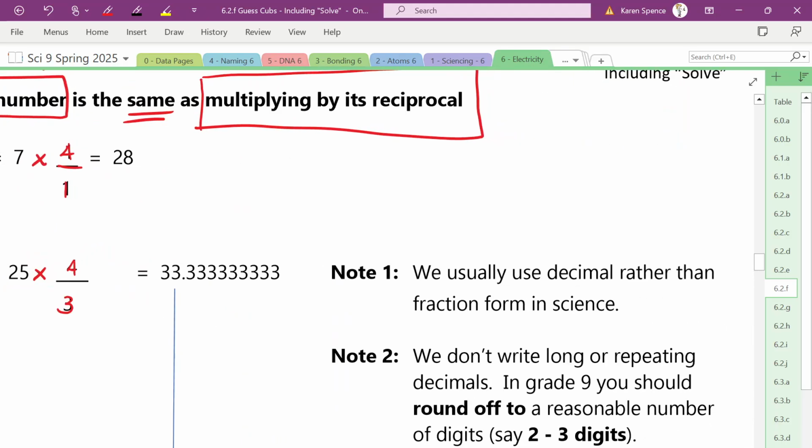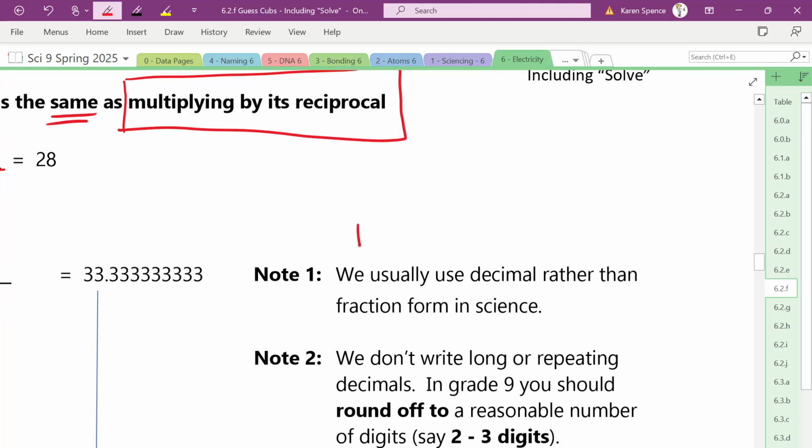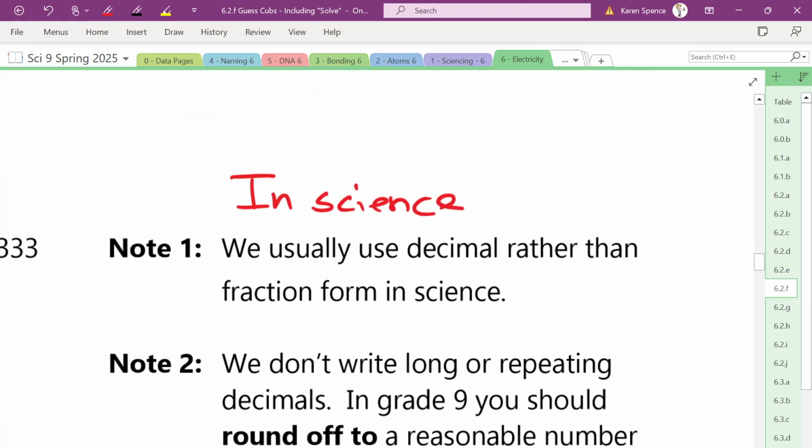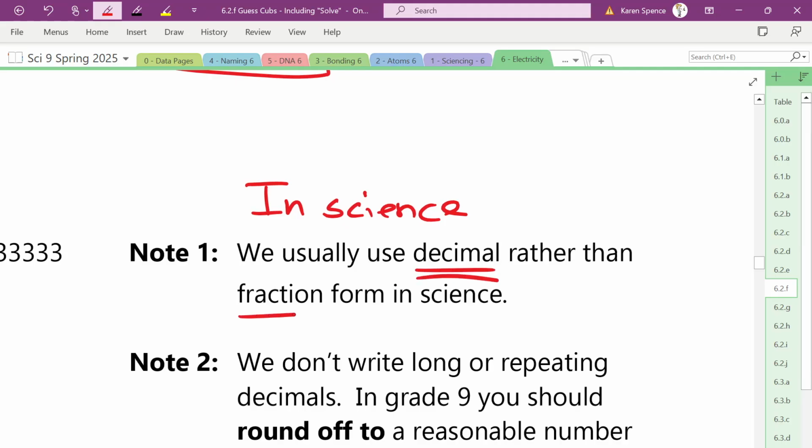Here's note number 1. In science, for our final answer, we usually use decimals rather than fractions. Okay? So I know in math, you tend to use fractions instead of decimals. In science, we tend to use decimals rather than fractions. So you have to be aware of which subject you're in. Okay?